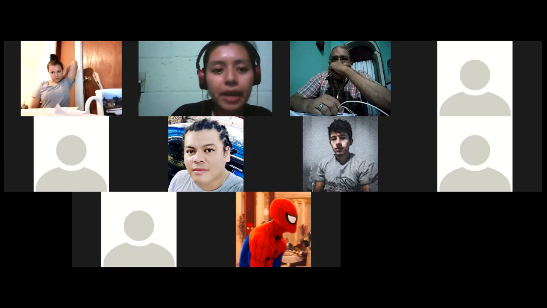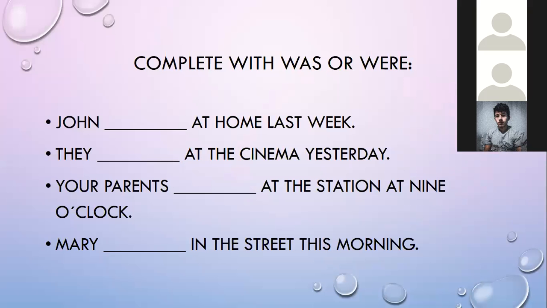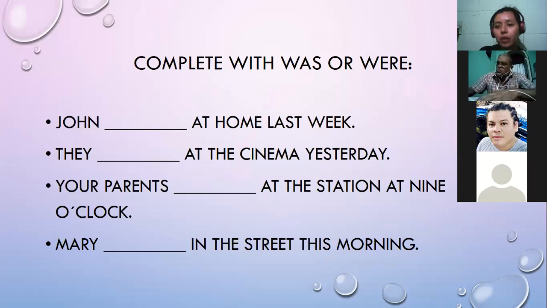I just have some exercises for you that are these. So we're going to do it as a class. And the first part, what you're going to do is to complete the sentences using was or were. So let's begin with Mauricio. John was at home last week. Excellent. Kevin. They were at the cinema yesterday.